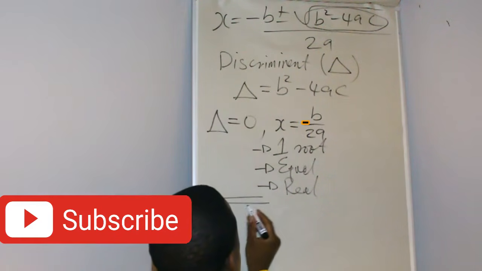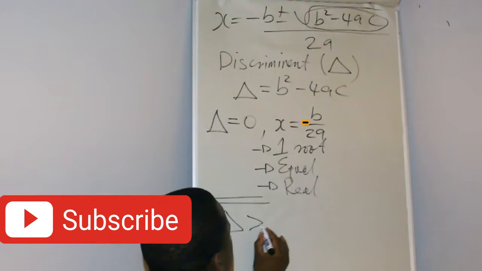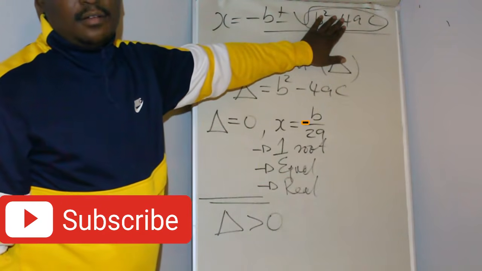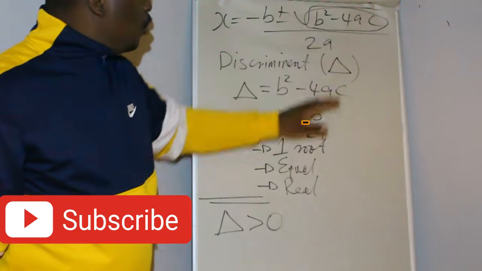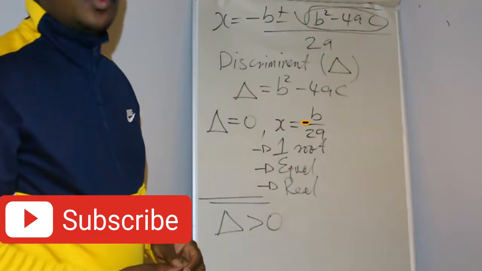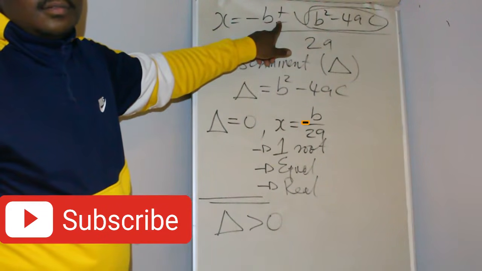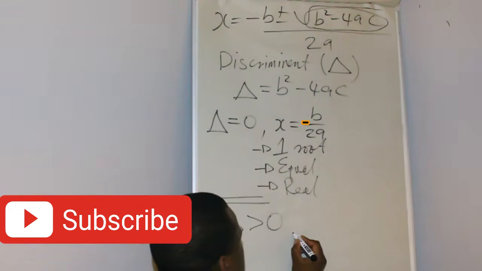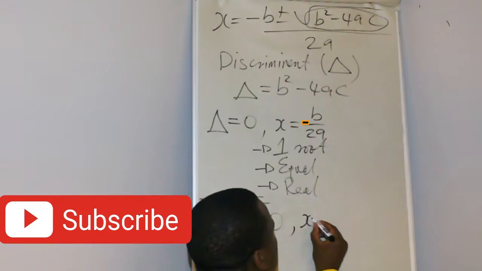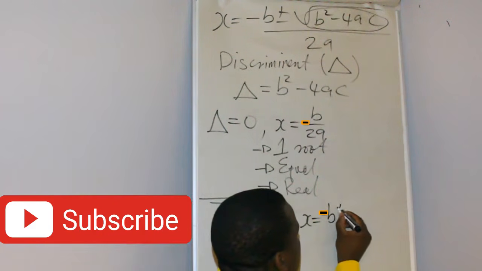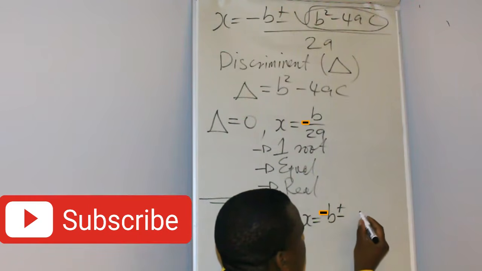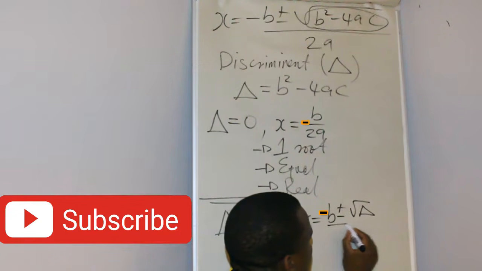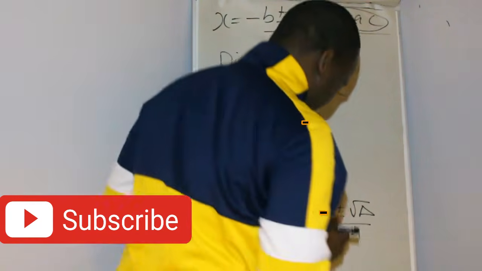Second case. When your discriminant is greater than 0, which means you have a positive number there. So, how will your x look? Your x will look like this, which means x is equal to negative b plus or minus the square root of your discriminant over 2a. This will be your x.